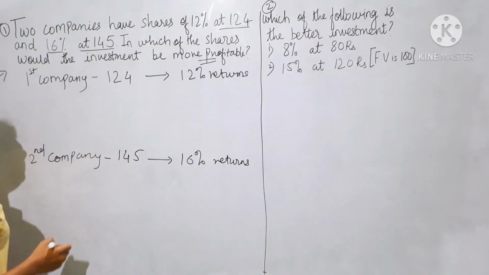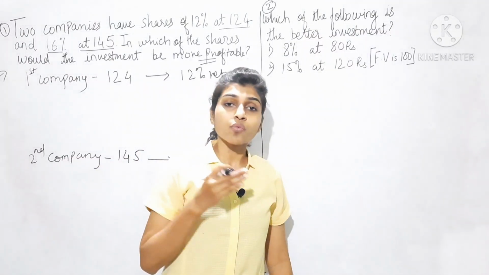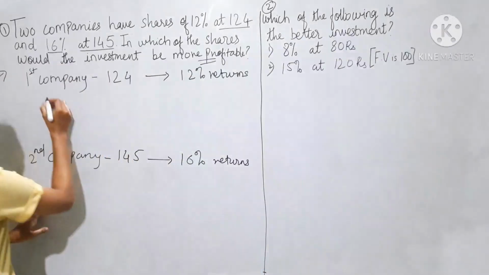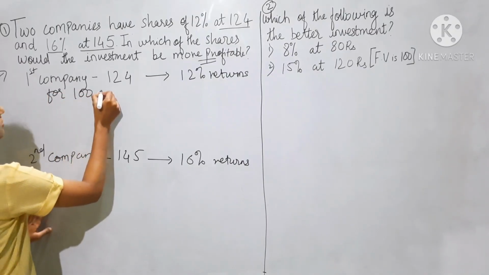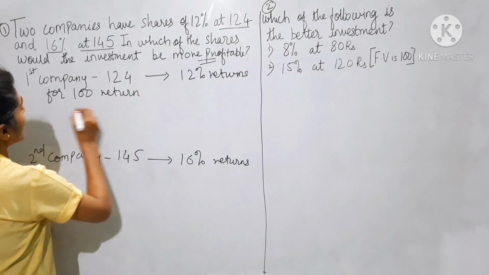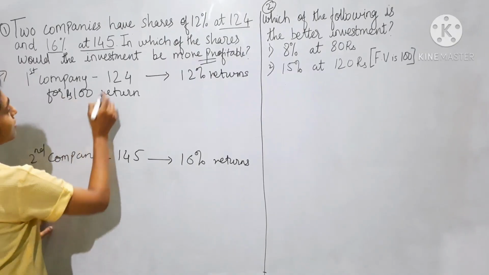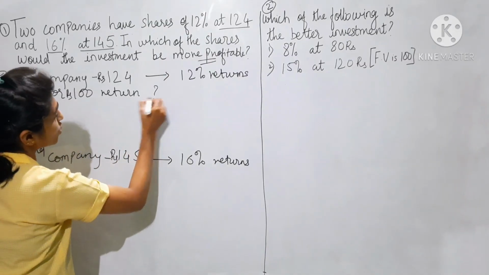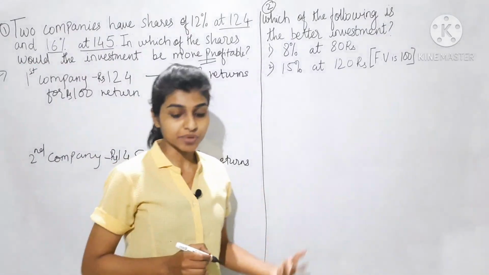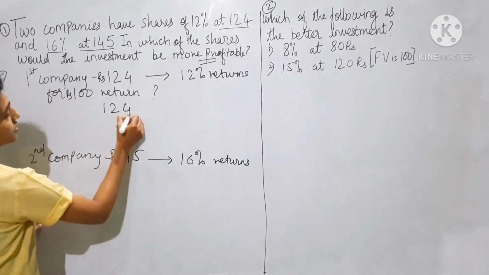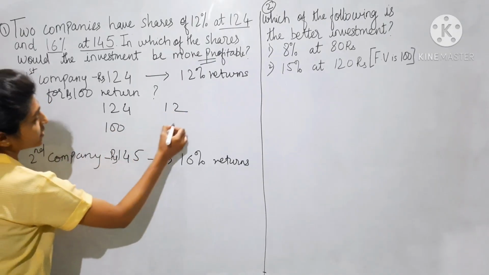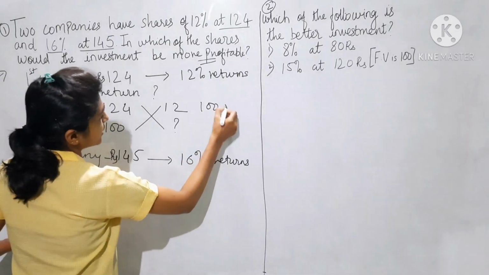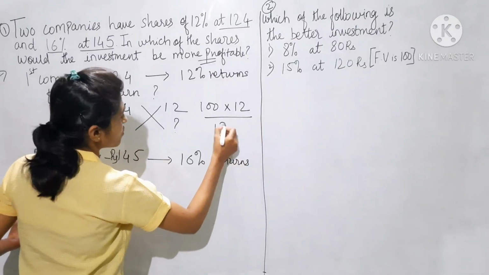Now if we take the face value of 100, for 124 rupees we are getting 12%, then for 100 how much return will we get? So for 100 rupees the return will be question mark. Now we have to find for 100 how much. So 124 is for 12 and then 100 is question mark. So cross multiply: 100 into 12 divided by 124.